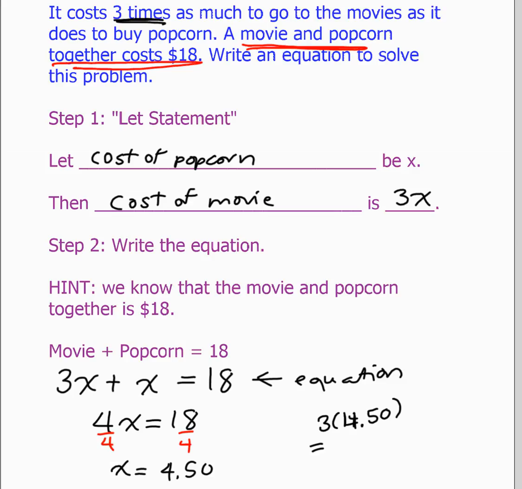Nope, sorry. Brain fart today. It would be 1350. So there would be the cost of your movie. There would be the cost of your popcorn. So let's look at another one.